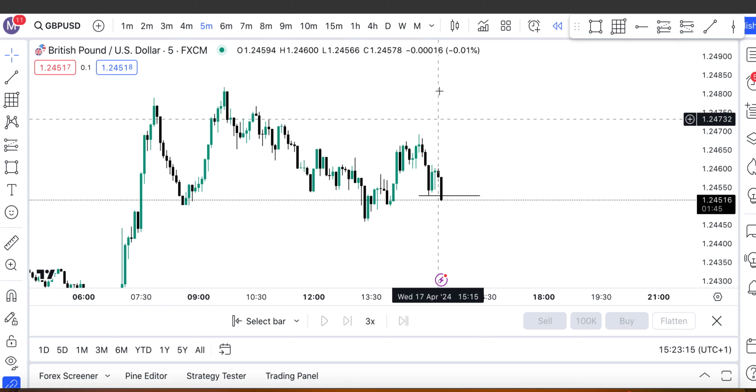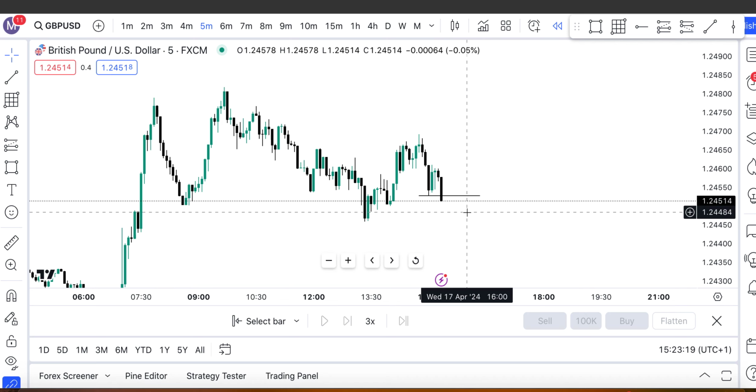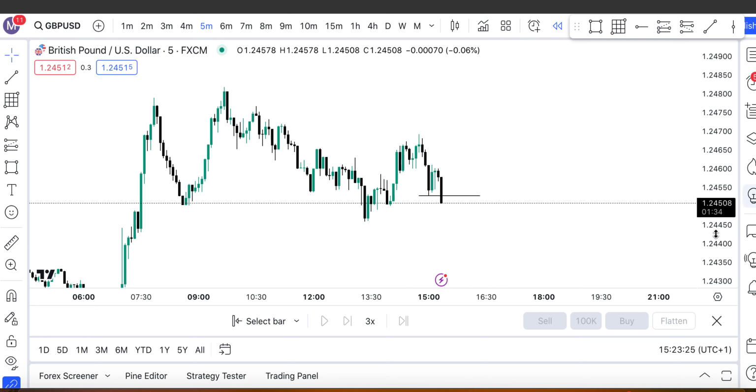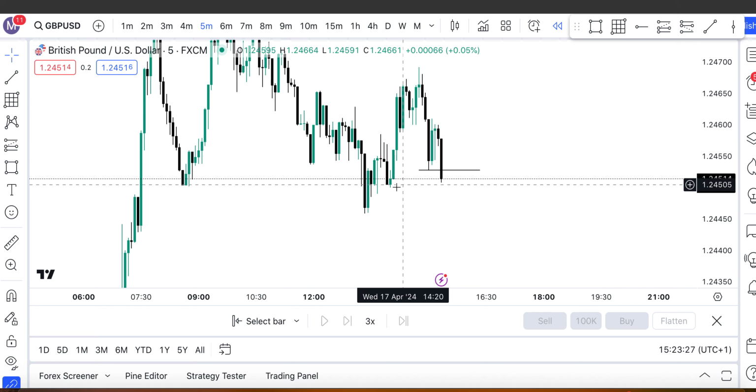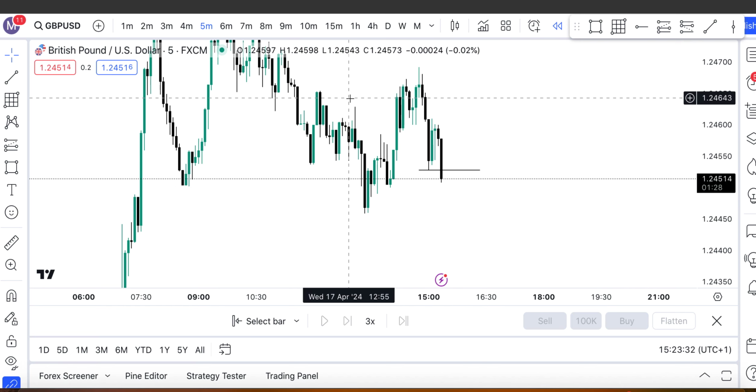If it takes out a high, does price reverse and then go and take out a low, or vice versa? Just look out for things like that, because that's a lot more important, like I've said a few times now, than just a random low or a random high.